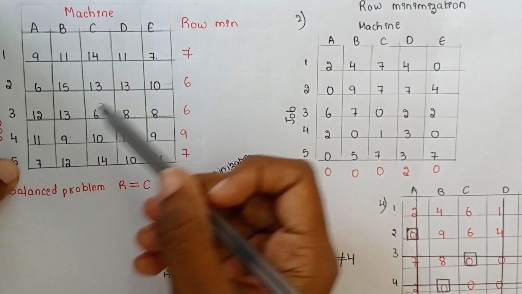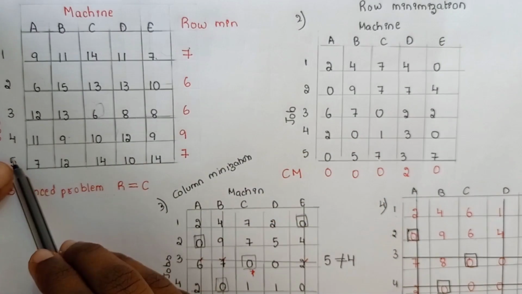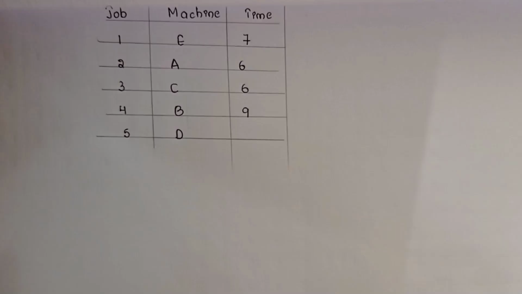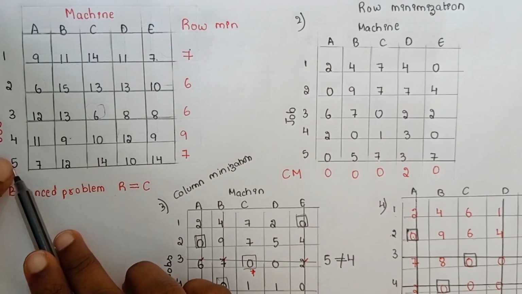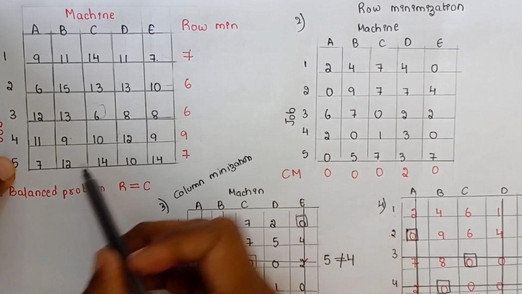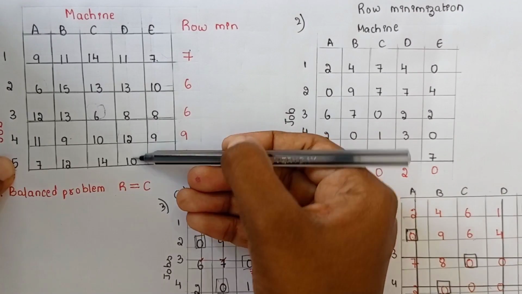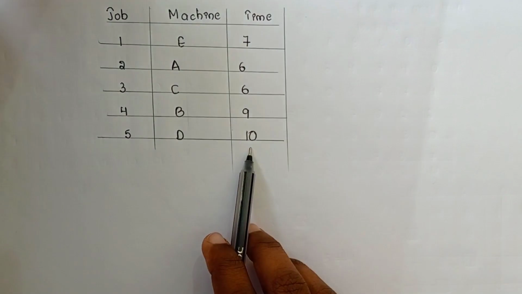The fifth job is performed by the D machine at the time 10. So 10. How you have to see is fifth job, D machine, and you have to go straight to the 5 and straight come down to the D. So the intersecting point is 10. So we have to write the 10 here.